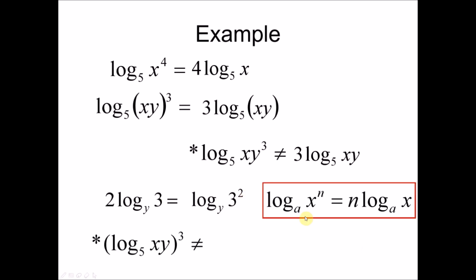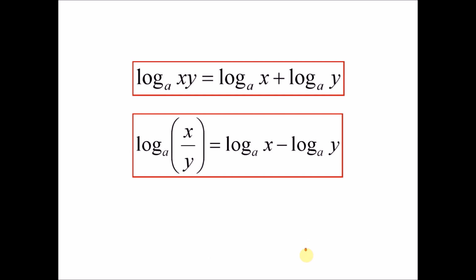There is another common mistake here. If you are given log base 5 of xy and the brackets is here to the power of 3, it means the power of 3 applies to the value of the log here. So when this happens, you cannot use this formula because the power of n here only applies to x. But for this case, the power of 3 applies to the whole value, the whole logarithmic value. So this is not equal to 3 log base 5 of xy. So you have to be very careful when using this law.